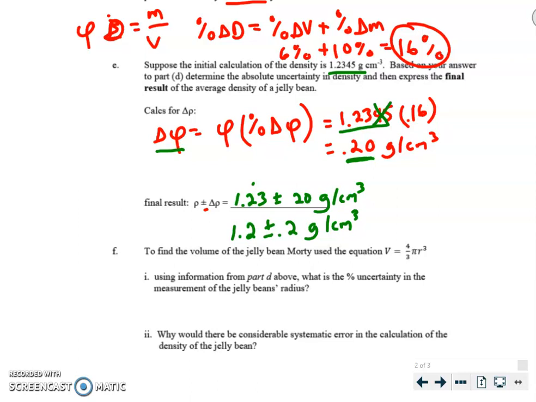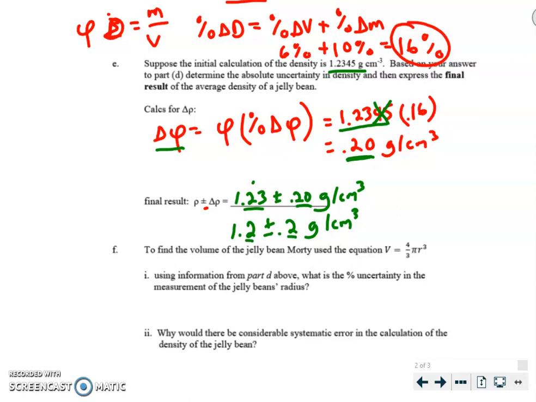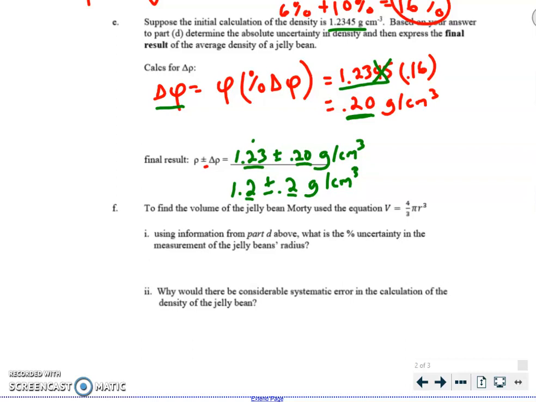And notice in both cases my level of precision: this is out to the hundredths, this is out to the hundredths, this is to the tenths, that's to the tenths. So you want to be consistent there. All right, moving on. F.